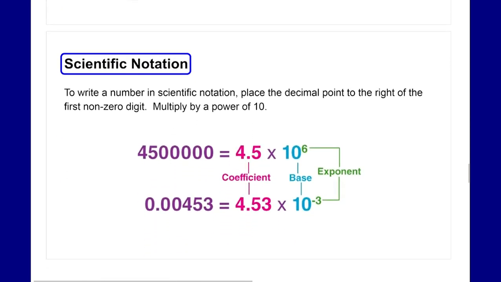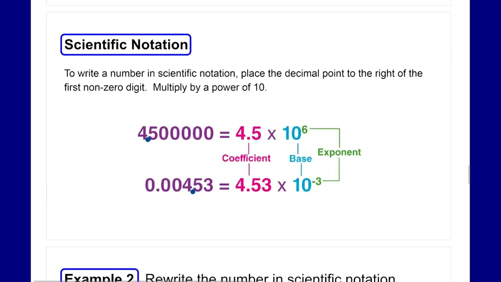And to write a number in scientific notation, if we're taking a very large or a very small number, we want to place the decimal to the right of the first non-zero digit. So if I look at these two values in purple here, I can see where I've placed the decimal, it is after the first non-zero digit. And then they're both multiplied by a power of 10. The top one is 10 to the power of 6 because we're making a big number, and the bottom one is 10 to the power of negative 3 because we're making a small number. And we're going to look at how to do that.